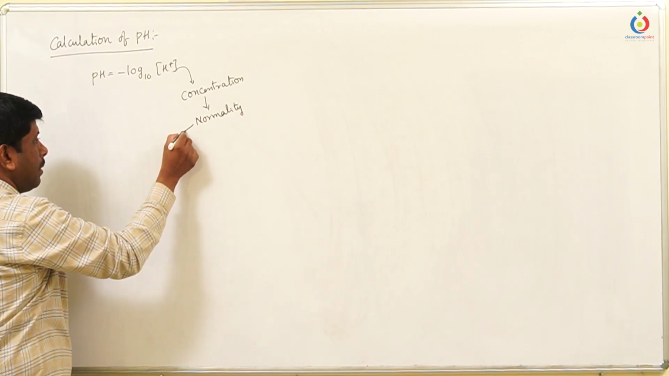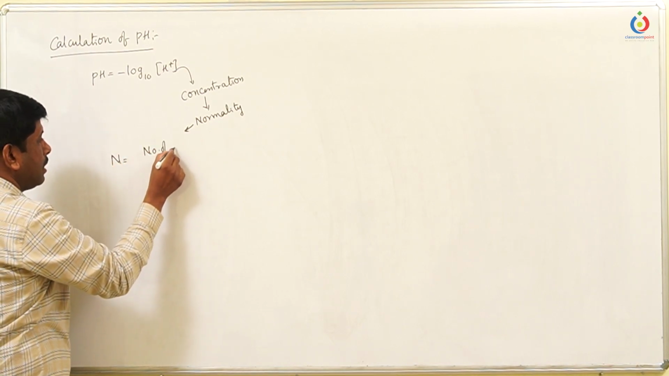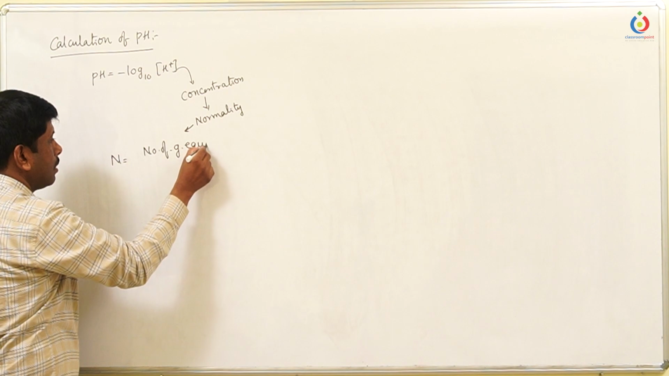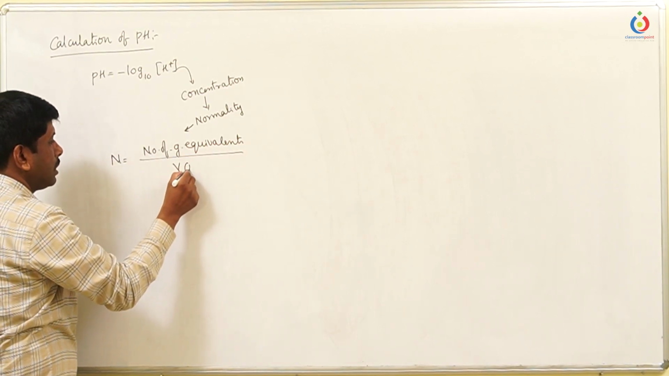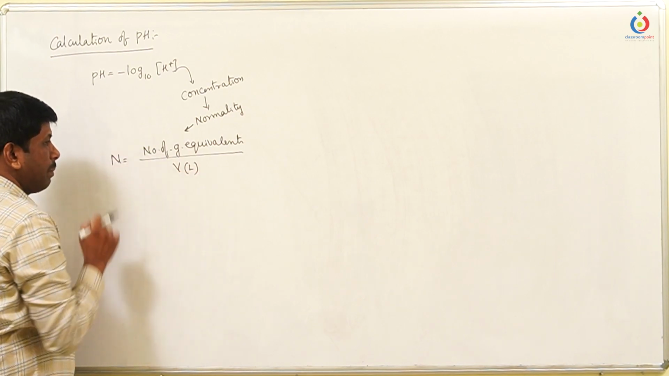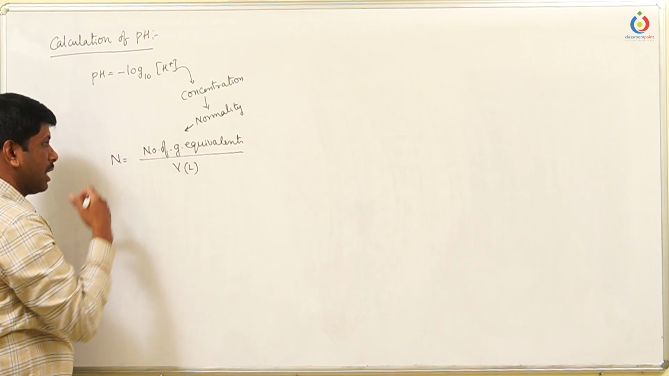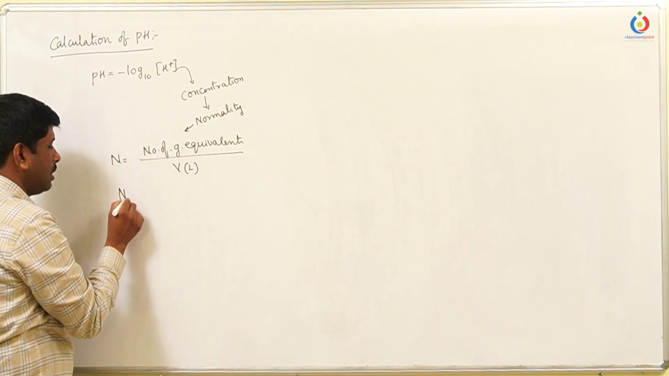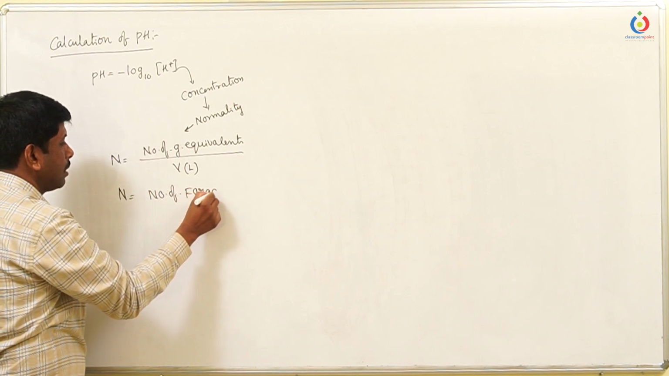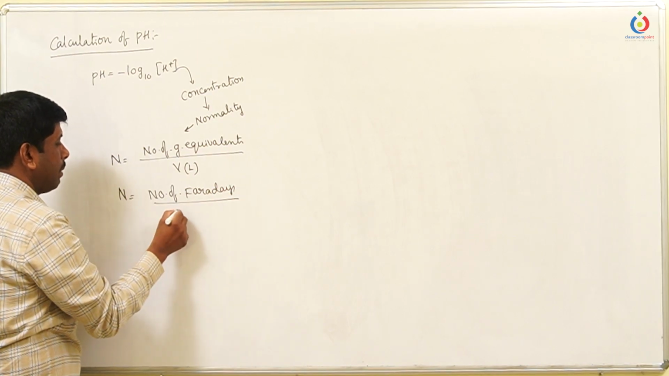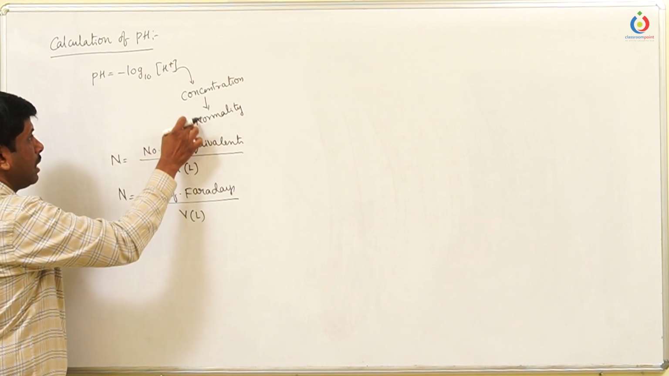So let us relate the normality now. Normality is equal to the number of gram equivalents divided by the volume of solution in liters. The number of gram equivalents is equal to the number of Faradays. So in place of the number of gram equivalents, I can substitute the number of Faradays, so that normality equals the number of Faradays divided by the volume of solution in liters. So this normality is nothing but the concentration.